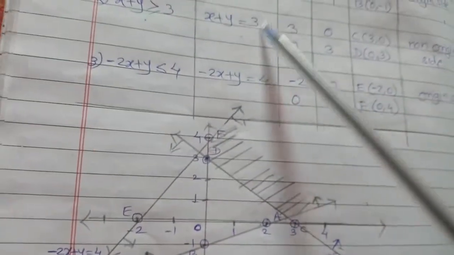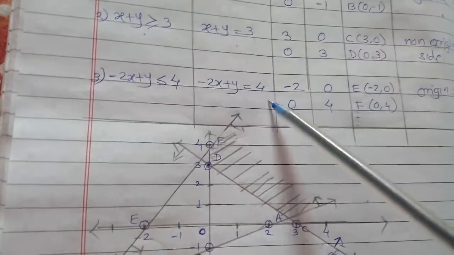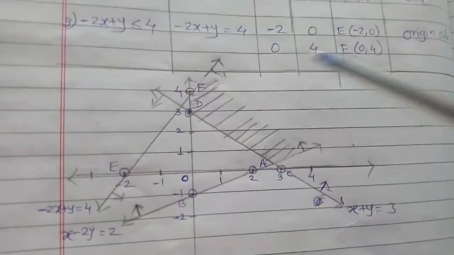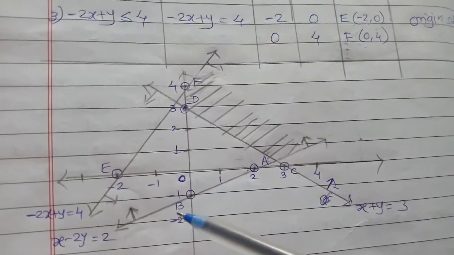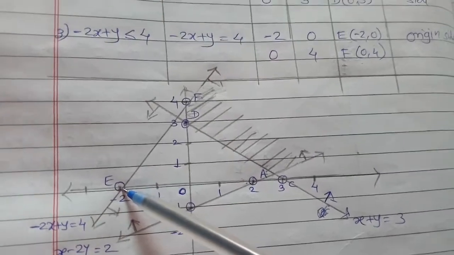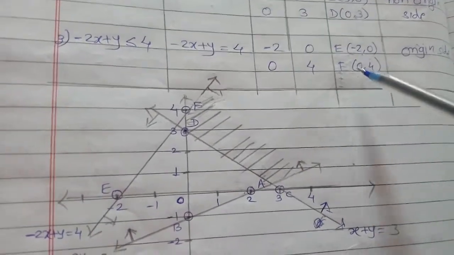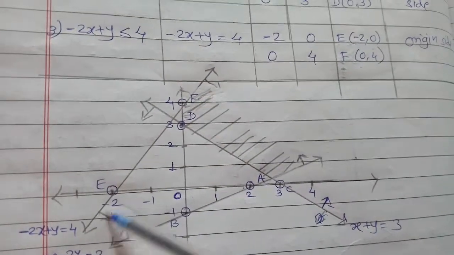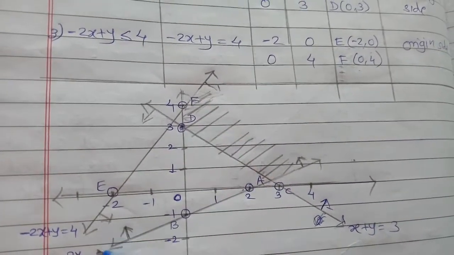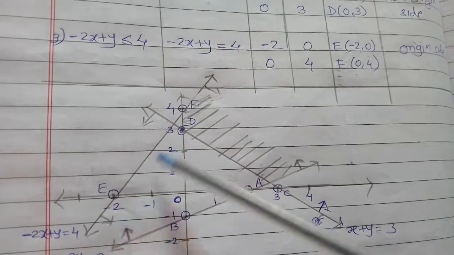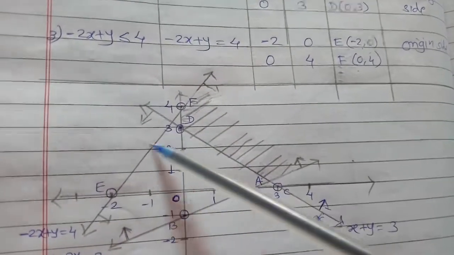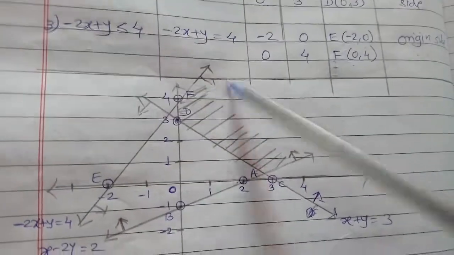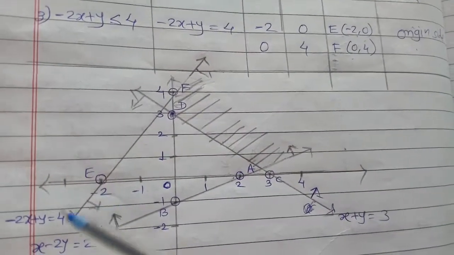And the third one, minus 2x plus y is equal to 4. The points are E and F. So minus 2 and 0. See here, that is minus 2 and 0. Point E is here. And the next one is F, that is 0 4. So F point is here. We join this EF. Now for this line, the origin side is from this towards the origin. So I draw the arrow here.